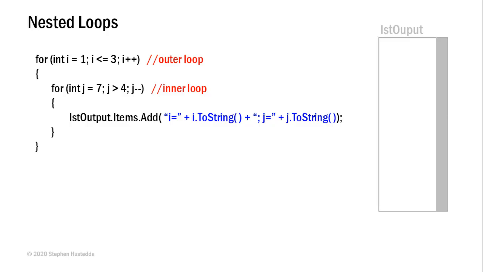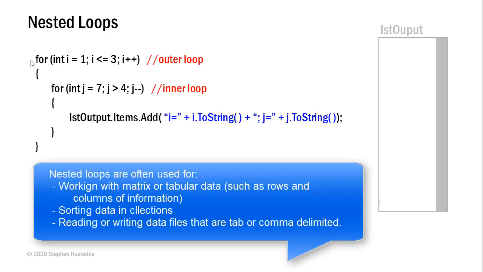Nested loops are when we have one loop inside of another loop. So we have an inner loop that is repeating a number of times through each iteration of the outer loop. Let me walk you through this code.